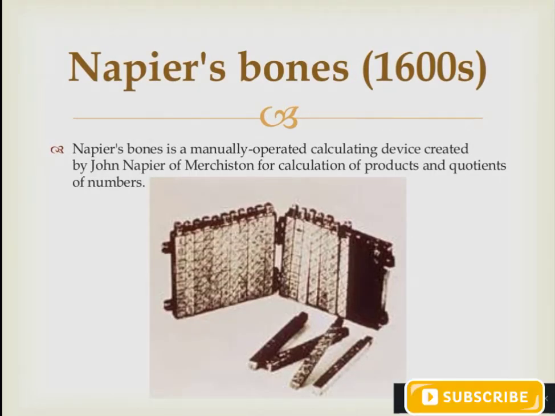Next is Napier's bones. It was introduced in the 1600s. Napier's bones is a manually operated calculating device created by John Napier of Merchiston for calculation of products and quotients of numbers.